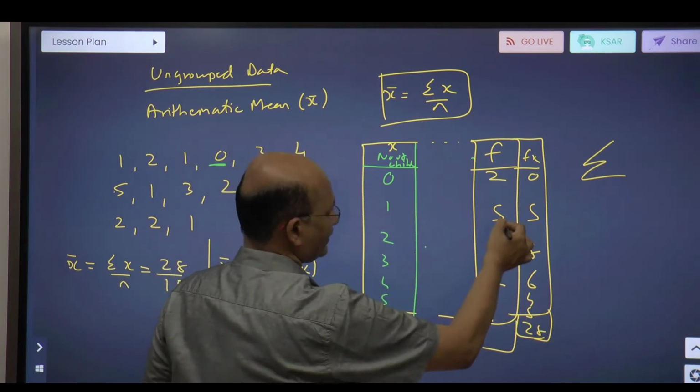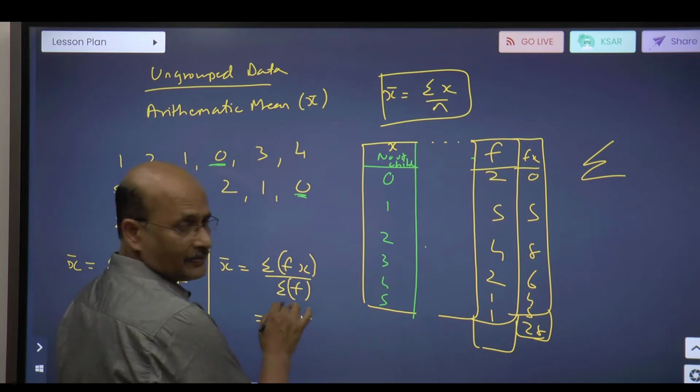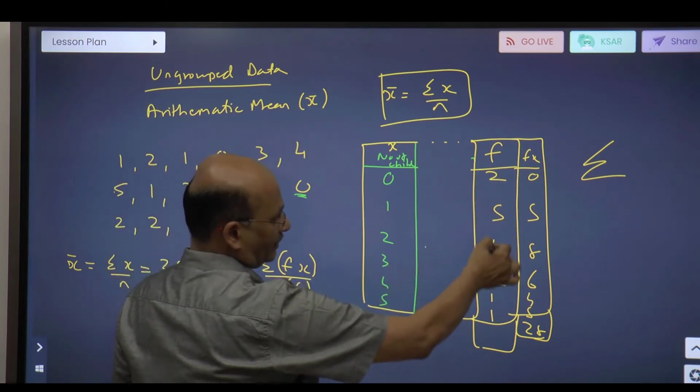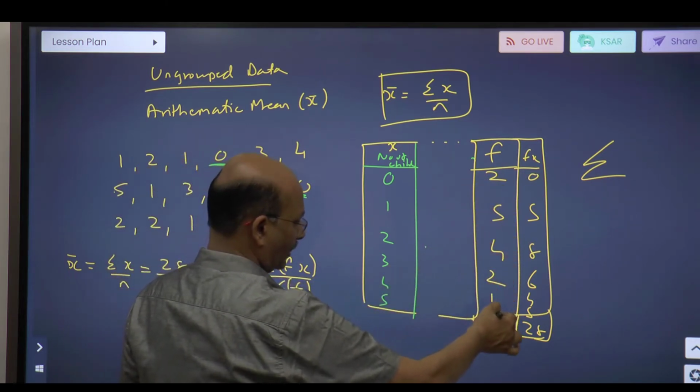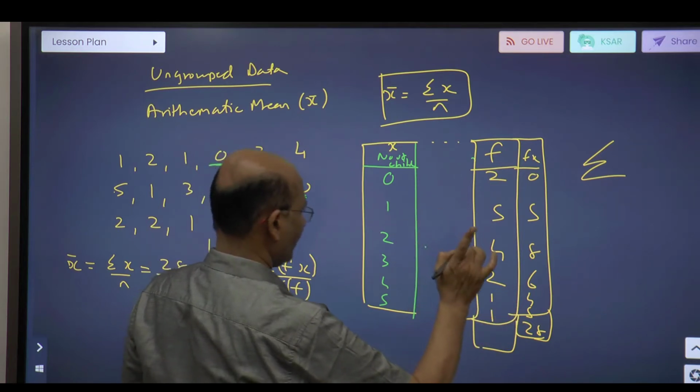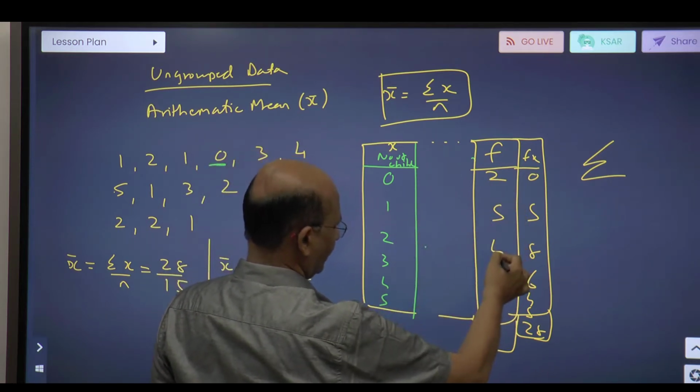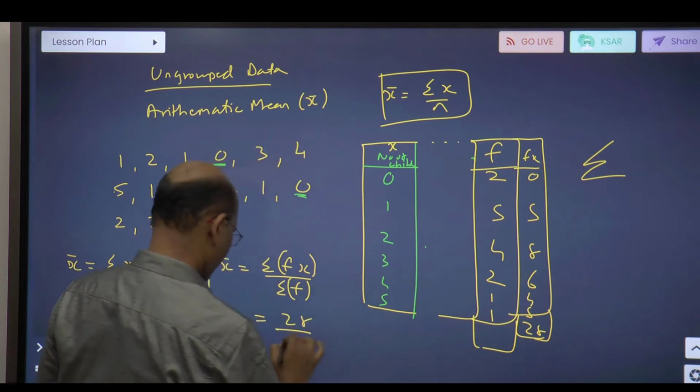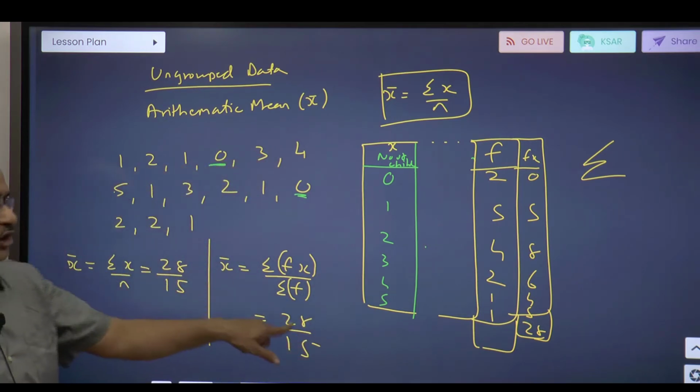So 2 plus 5, 7, summation f, I said, sigma f. So 5 plus 2, 7, 11, 13, 14, 15. I beg your pardon, how many families are there? 7, 11, 12, 13, 14, 15. Perfect. The answer doesn't change.